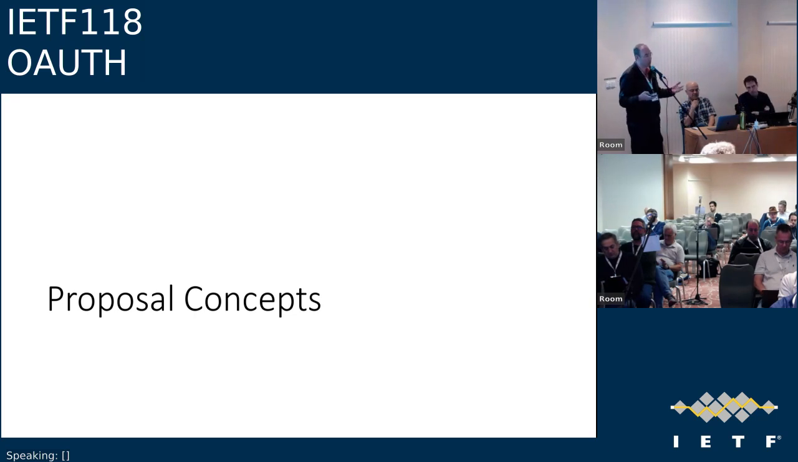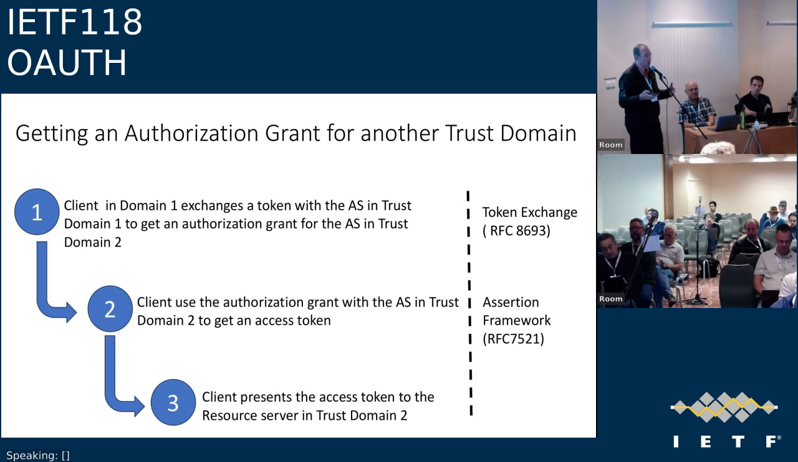So here's conceptually how we're thinking about solving this problem. And I also want to thank Brian for helping us out with some of the details as we've been digging into this part. Essentially, we're proposing using two existing specifications that this working group has already produced: Token Exchange and the Assertion Framework. How we would like to propose and standardize this approach for cross-domain identity chaining is you start off with a client in the first domain. They use Token Exchange to get an authorization grant. Then they present that authorization grant to the authorization server in trust domain two to get an access token.